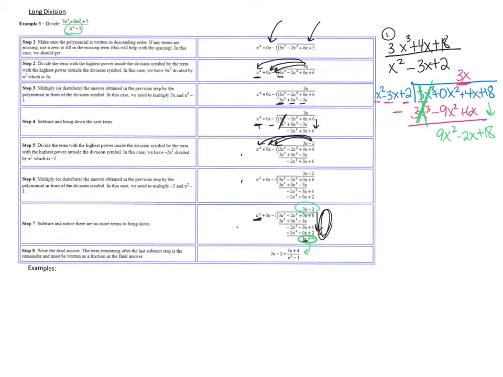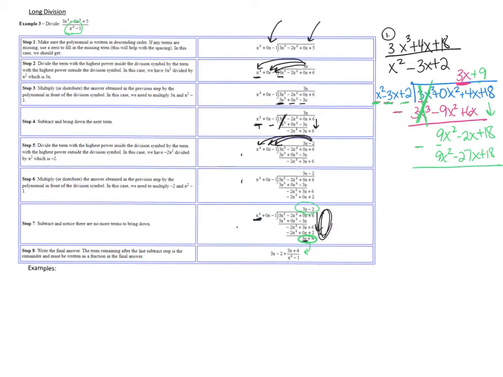I say now, what do I need to multiply x squared to get 9x squared? So I'm going to multiply by a 9. So now I take that 9 and I need to multiply by everything. So I'm going to take 9 times x squared gives me that 9x squared. 9 times negative 3x gives me a negative 27x. 9 times 2 is going to give me an 18. And then I'm going to subtract.